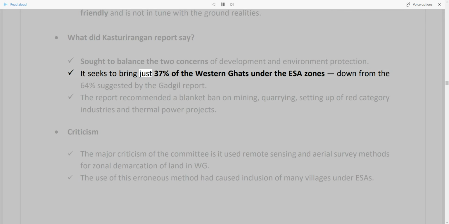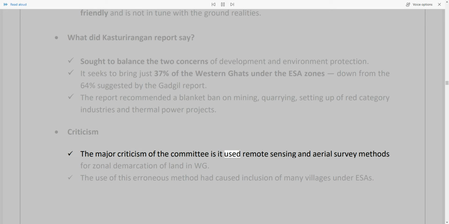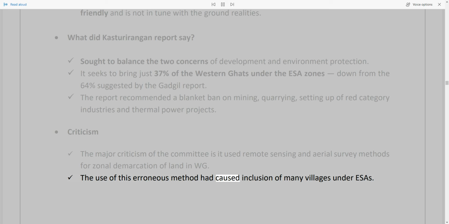It seeks to bring just 37% of the Western Ghats under the ESA zones, down from the 64% suggested by the Gadgil report. The report recommended a blanket ban on mining, quarrying, setting up of red category industries and thermal power projects. Criticism. The major criticism of the committee is it used remote sensing and aerial survey methods for zonal demarcation of land in WG. The use of this erroneous method had caused inclusion of many villages under ESAs.